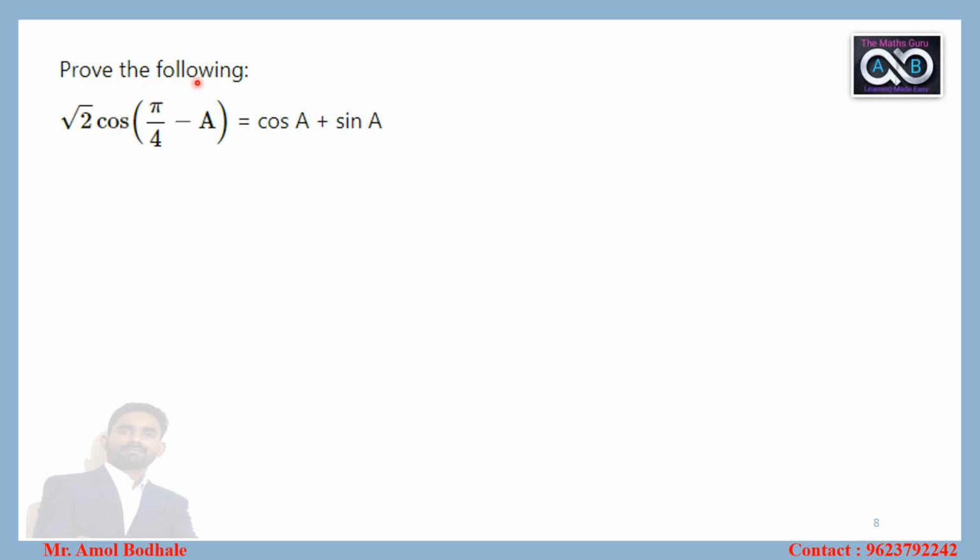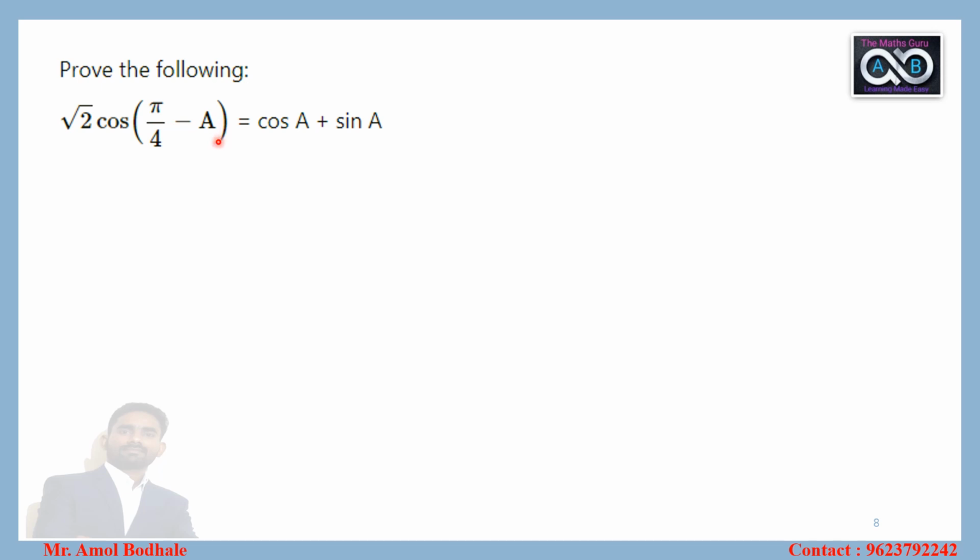Next, prove the following: root 2 into cos of pi by 4 minus a equals cos a plus sin a. Remember, here we are given cos of pi by 4 minus a. We don't have a direct formula to write cos of pi by 4 minus a in terms of sin a. It is about compound angles, not allied angles. If here it were pi by 2 minus a, then we could write cos of pi by 2 minus a directly as sin a. But here it is not pi by 2, it is pi by 4. That means we have to use the cos of a minus b formula.